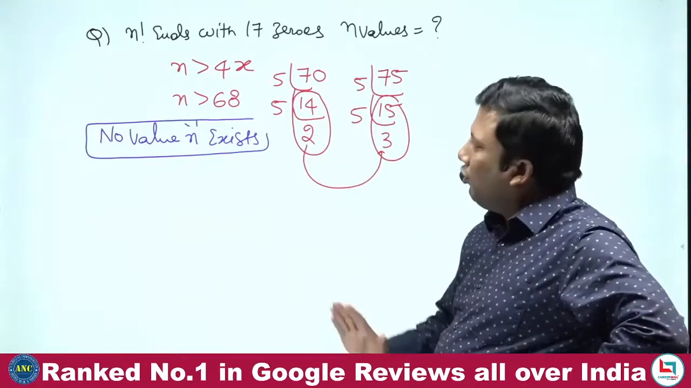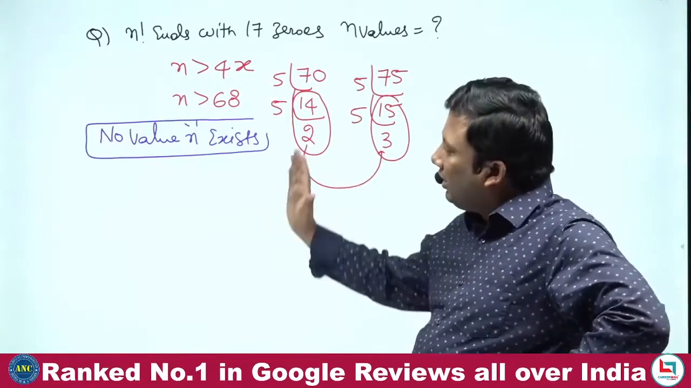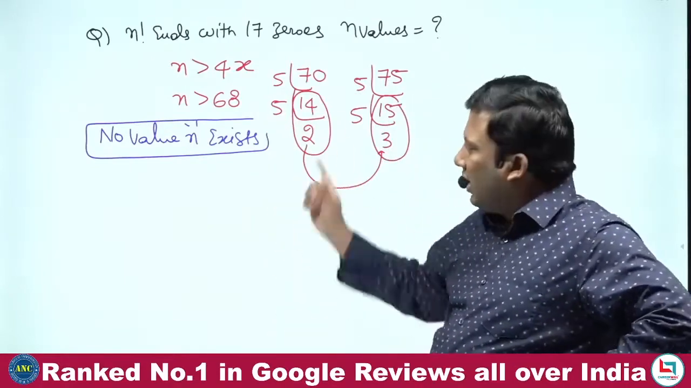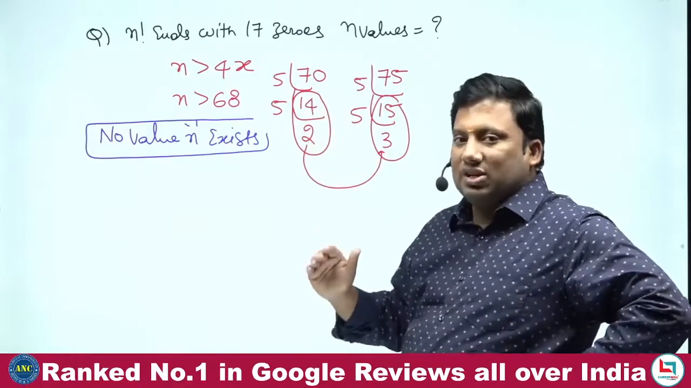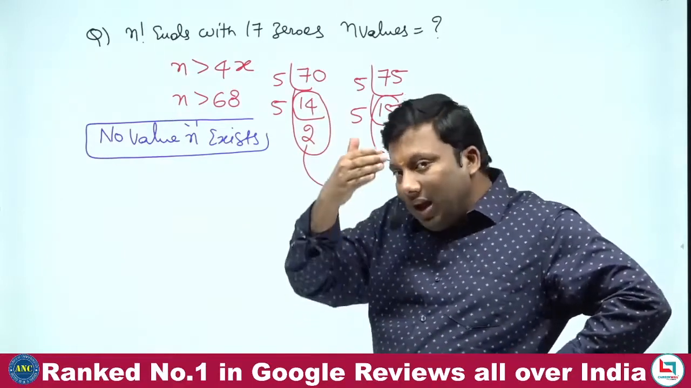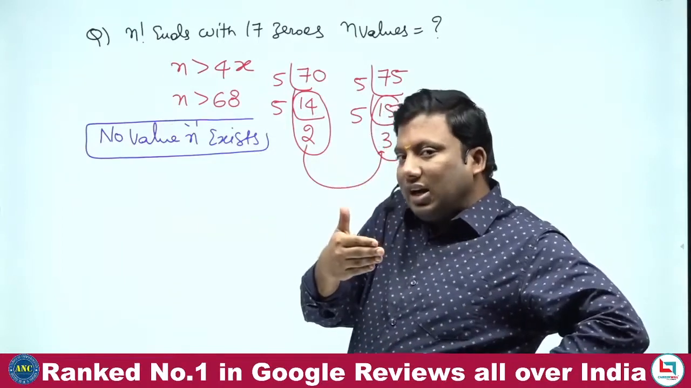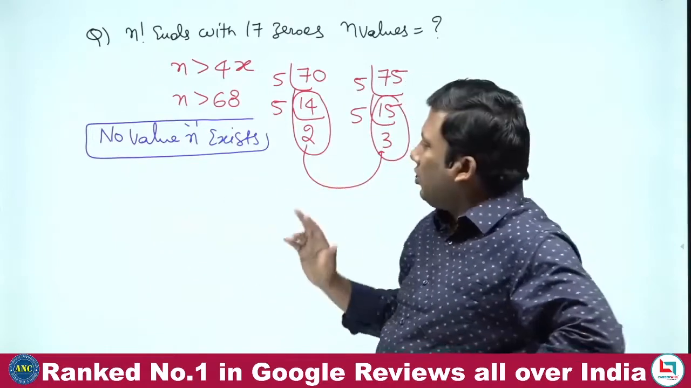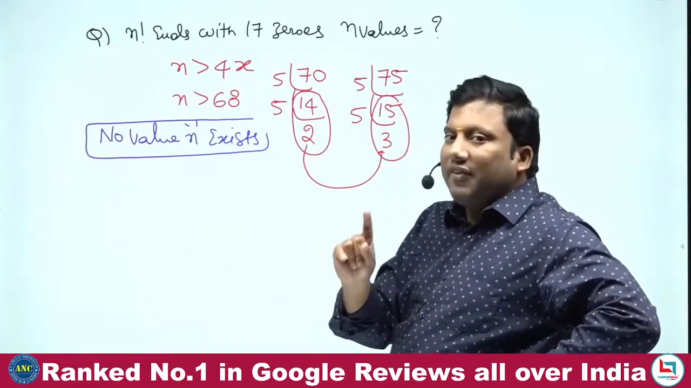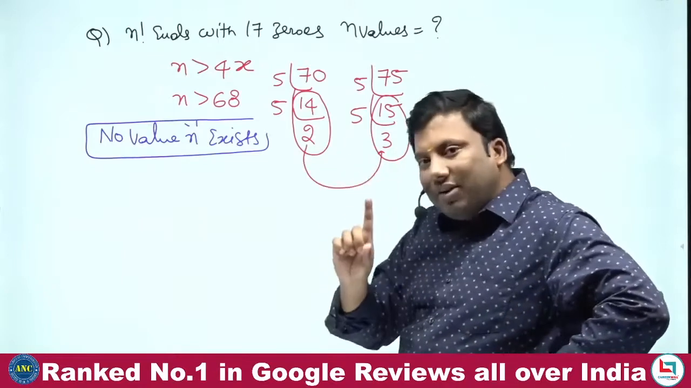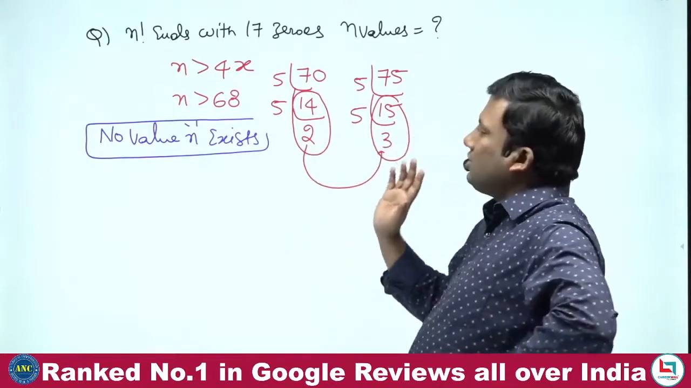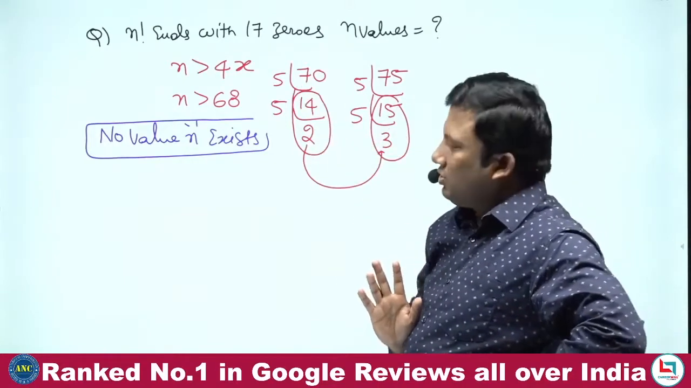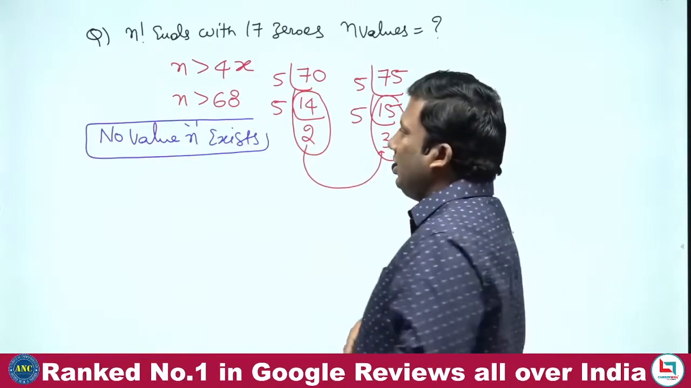N factorial ends with 17 zeros. N is greater than 4x, 4 into 17, 68. N is greater than 68. Take the multiple of 5 just greater than 68, 70. 70 contains 16 zeros. Till the next multiple of 5, the same number of zeros will continue. 71 factorial has 16 zeros. I took the next multiple, and it went from 16 zeros to 18 zeros. 17 zeros is not possible. The answer is no value of n exists.